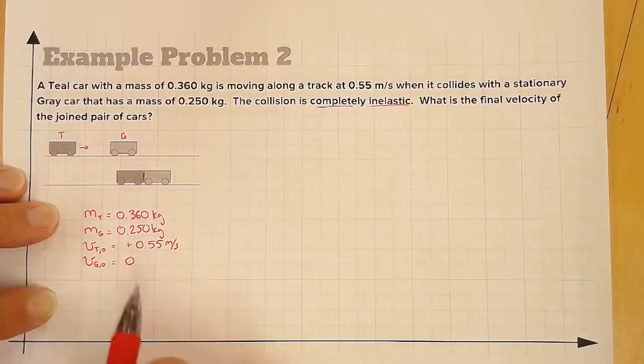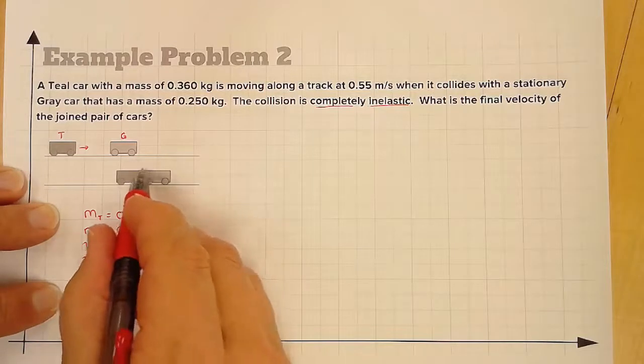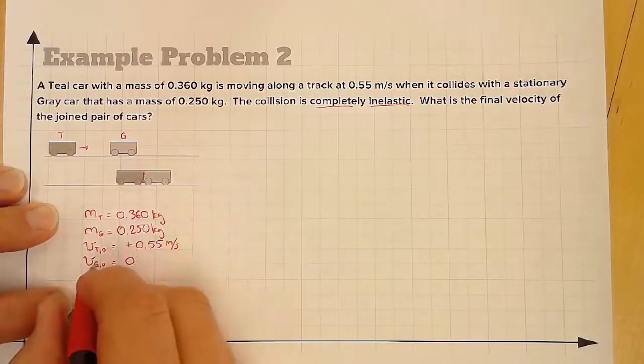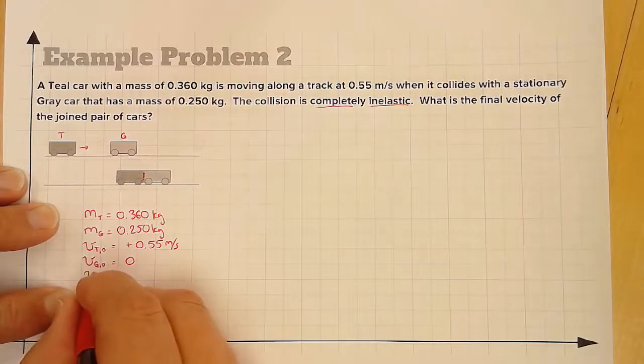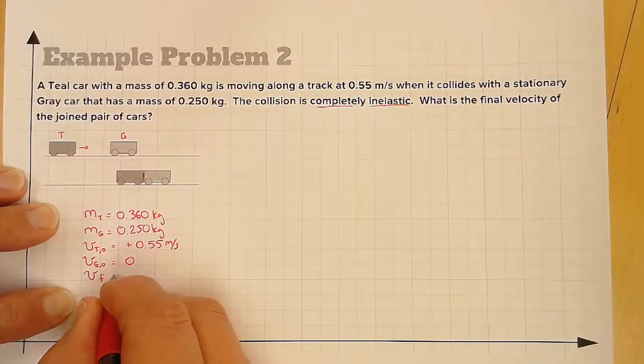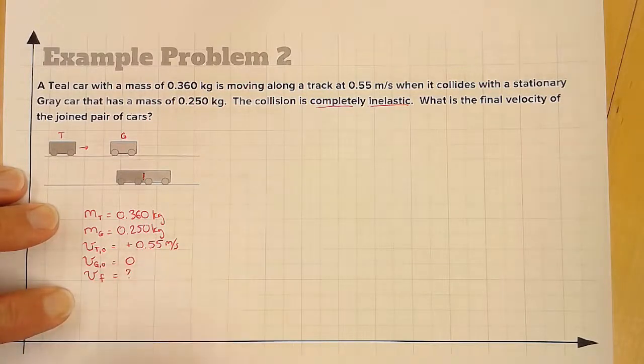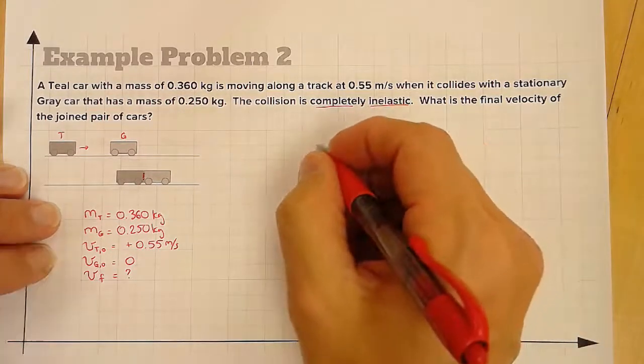So this is where this problem is just slightly different. After the collision, these two cars are joined together. So we don't have to worry about separate velocities. We can just say the final velocity of the pair. And that's what we're looking for. Okay? So we're going to start with our big idea.